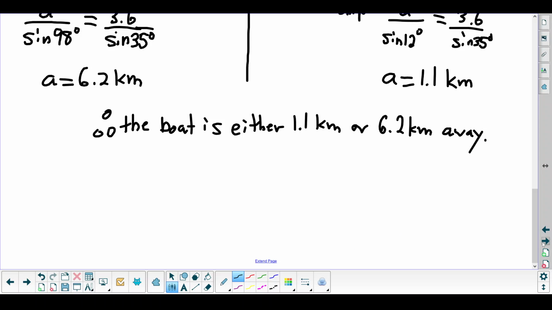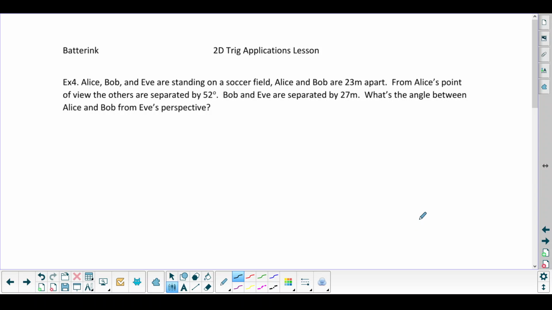All right. One last question. Alice, Bob, and Eve are standing on a soccer field. Alice and Bob are 23 meters apart. From Alice's point of view, the others are separated by 52 degrees. Bob and Eve are separated by 27 meters. What is the angle between Alice and Bob from Eve's perspective?